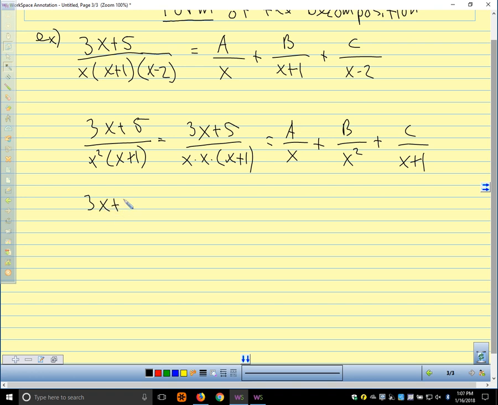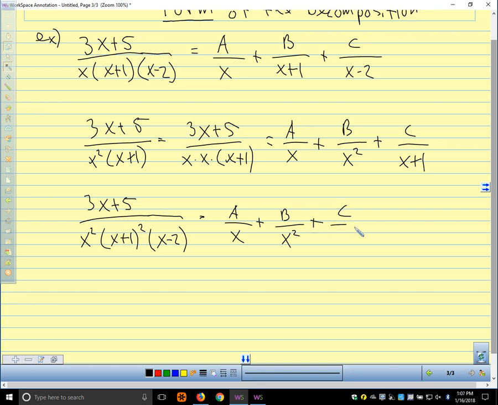If this were (3x + 5) over x squared times (x + 1) squared times (x - 2). So we factor this. This would be a pretty messy one to factor, but we say we factored it, and this is what we get. We're going to include a partial fraction for the x plus a partial fraction for the x squared.